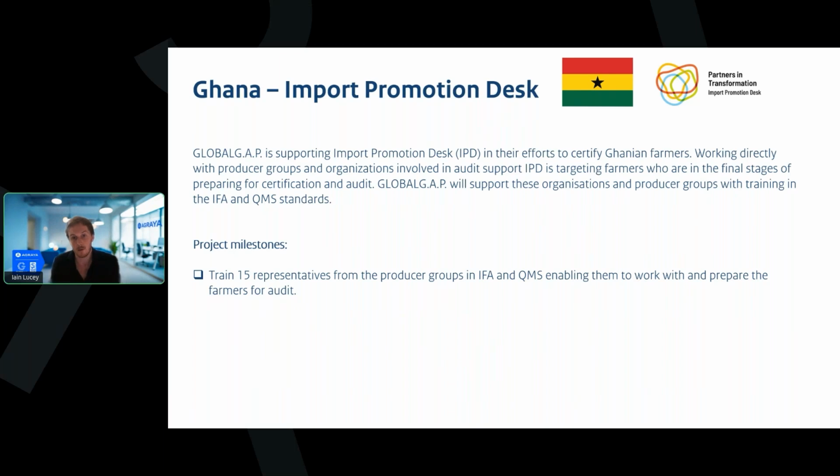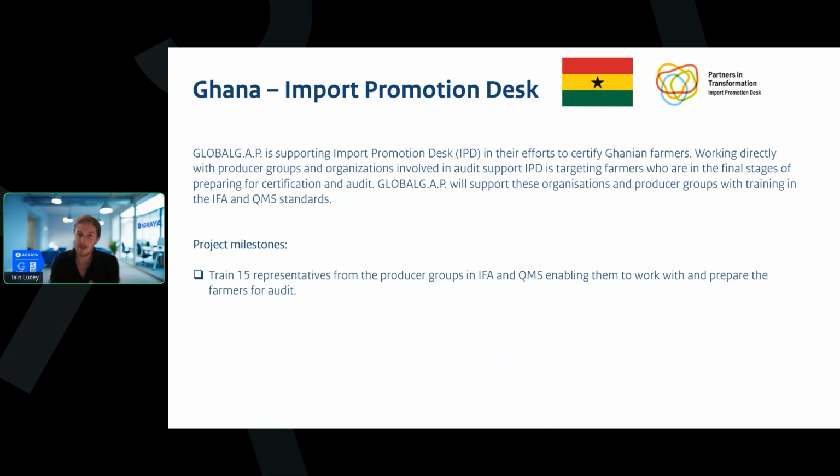So we're training agriculture experts in IFA and quality management systems. But what makes this one quite interesting for us is that these experts, in partnership with IPD, already have quite a significant number of farmers identified who are, as it says there, in the final stages of preparing for the audit. So the goal is for the experts to provide that final level of support to enable the farmers to pass the audit. And then IPD, with their connections to European markets and to European retailers, will help those farmers find direct retailers and markets that they can immediately start exporting to.